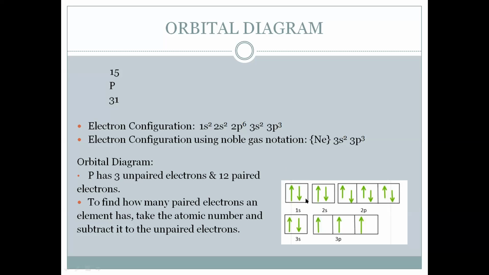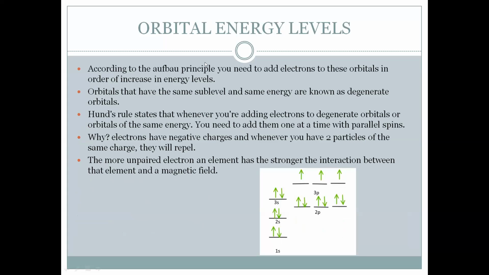This is the full orbital diagram of phosphorus. As you can see, there is a pattern that you have to follow when placing your electrons. Okay, so it's not up and down. We're going to talk more about that over here in the orbital energy level. We're still on phosphorus. The base element is still phosphorus.